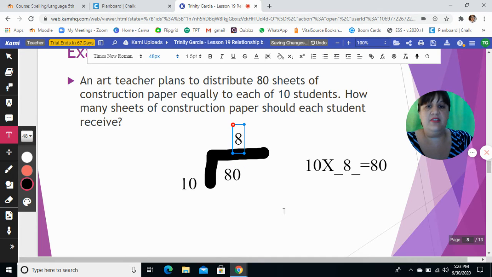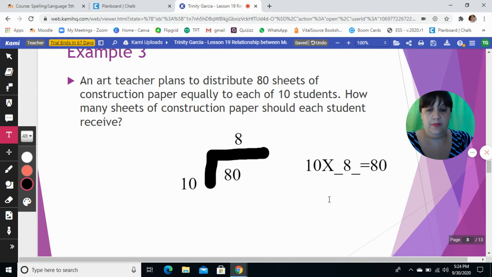Now, let's move it up so we can see it. Okay, you can see the problem here. 10 times 8, it's here on the side, 10 times 8 equals 80. Or 10 goes into 80 8 times. Good.